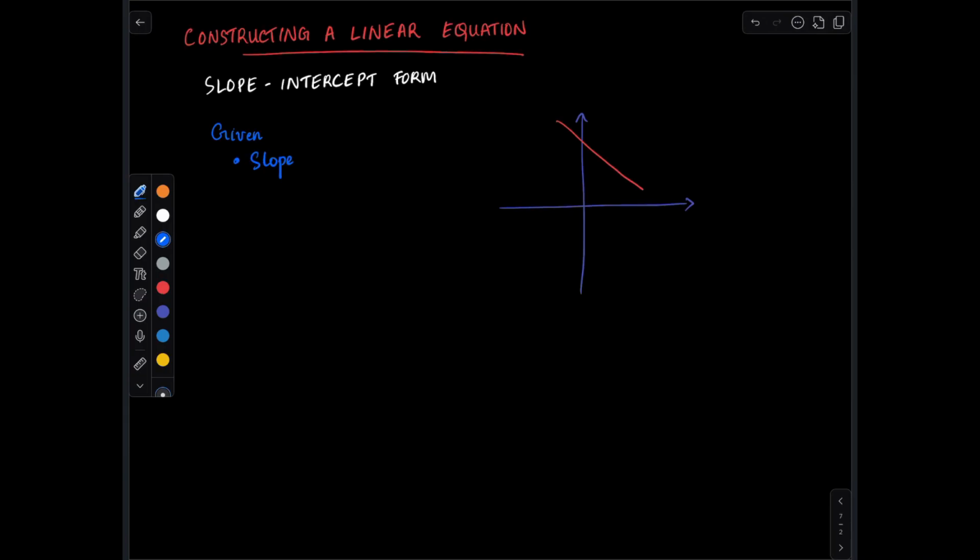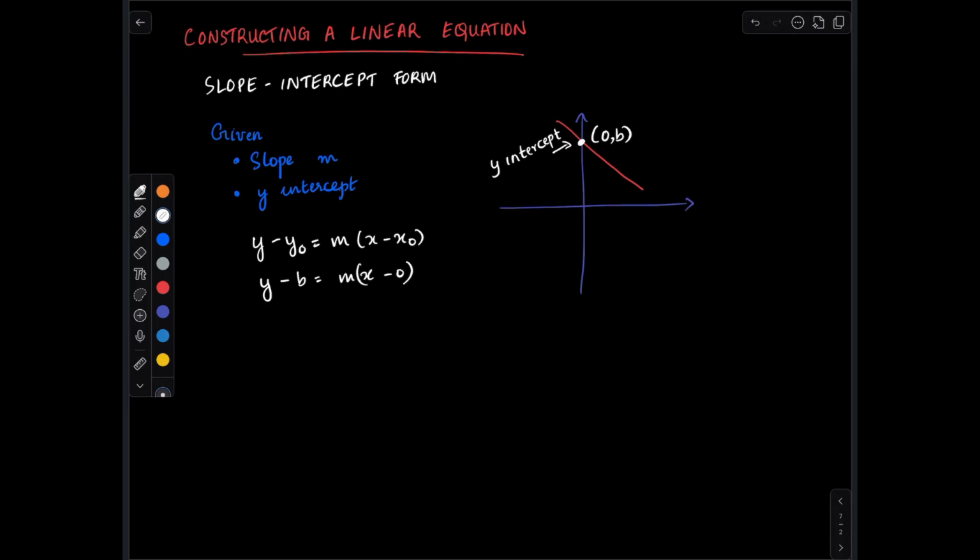Now, y-intercept is the point where a line intersects with the y-axis. So let's say we have a line that has a slope m and intersects with the y-axis at (0, b). Substituting these values into the line equation, we get y minus b equals mx. Now, adding b on both sides, we get y equals mx plus b. And this form of the line equation is called the slope-intercept form.